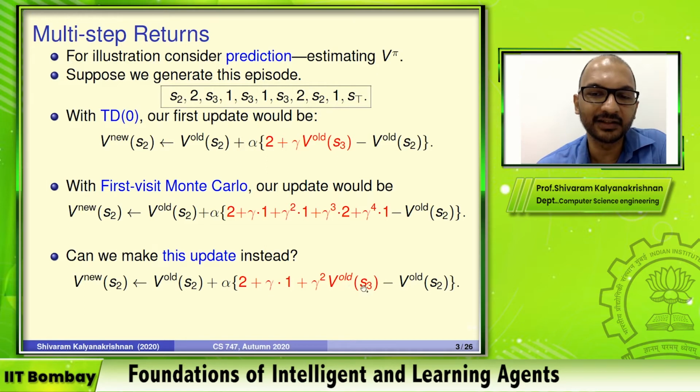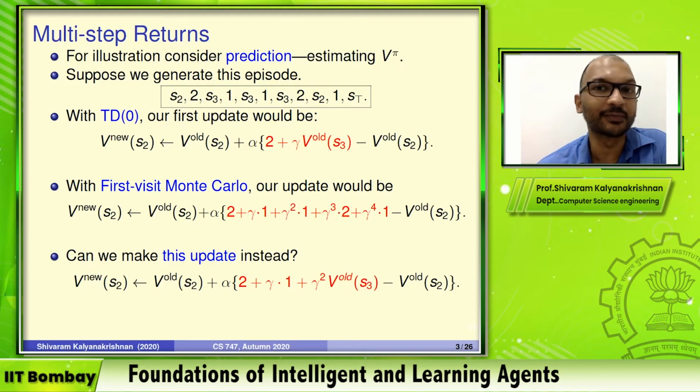The fact that this is also S3 is because the state that you visit, not next, but next and next, the second state that you visit after S2, is also S3 over here. So it's from this S3 that we get gamma squared times V old of S3.